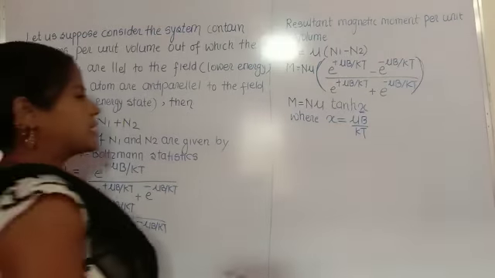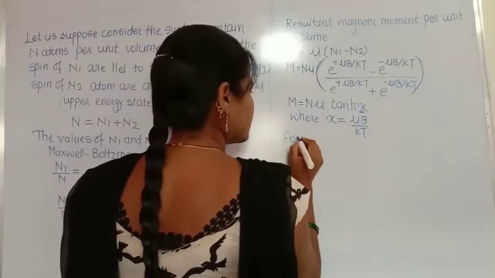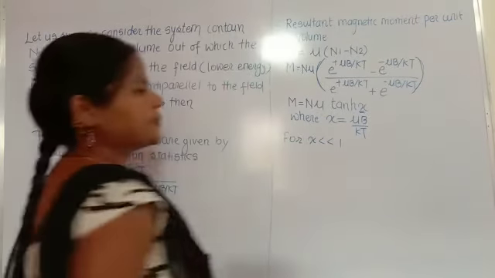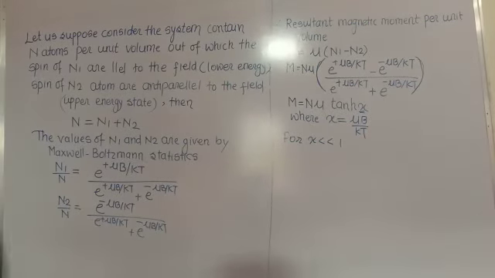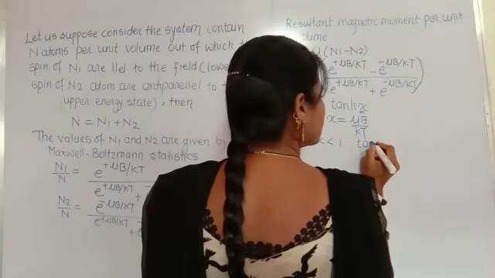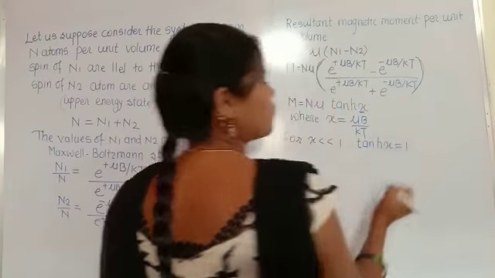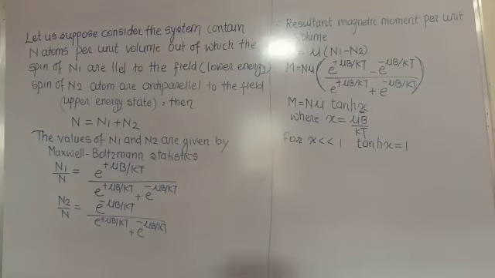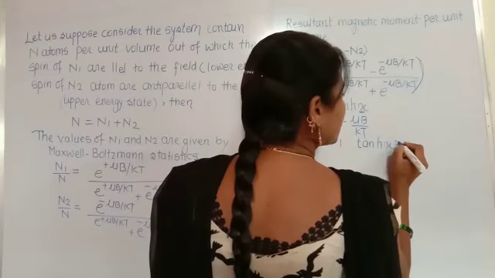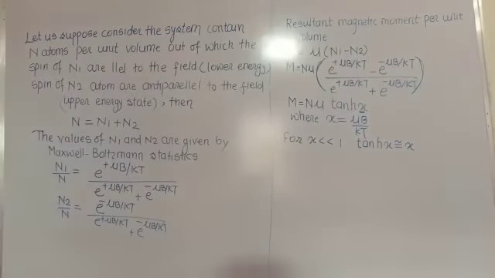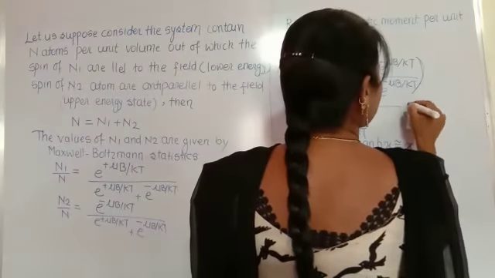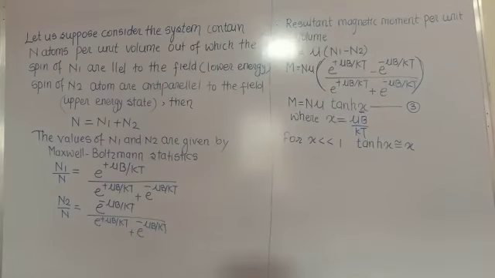So let's consider the condition x much less than 1. If the value of x is less than 1, then tanh x is nearly equal to x. Because x is small, this tanh x is approximately x. So this is equation number 3. In the previous class we calculated equation 2, and in this class equation 3.